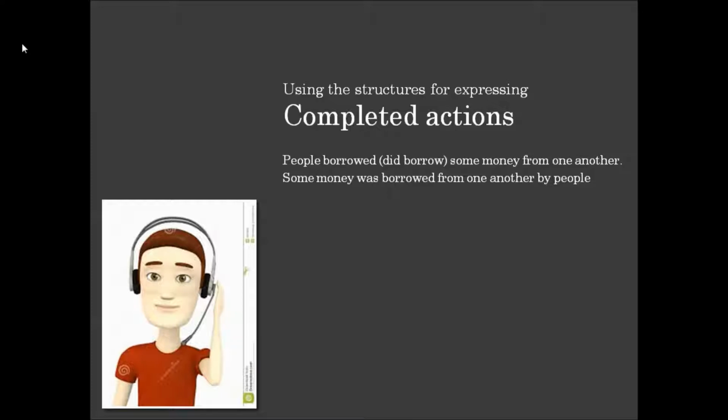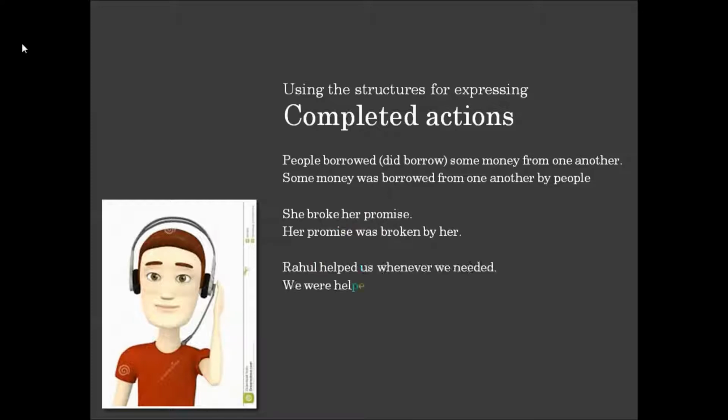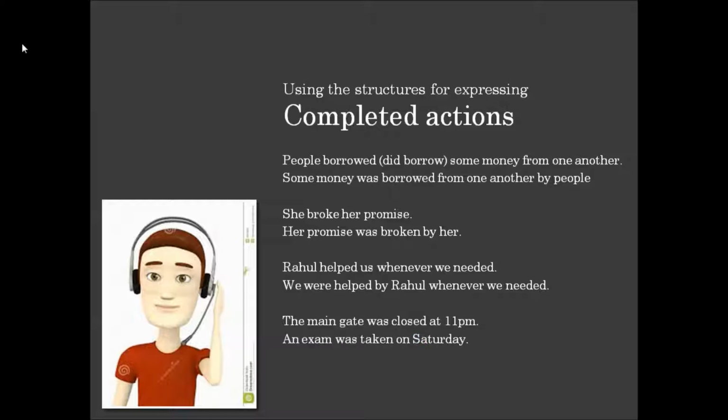These are expressing what? Completed action, or you can also take the meaning that is regular and repeated action in past. Now see these examples which are quite similar. See, she broke her promise. Her promise was broken by her. Rahul helped us whenever we needed. We were helped by Rahul whenever we needed. So like this, you can also make two sentences of every one of them.